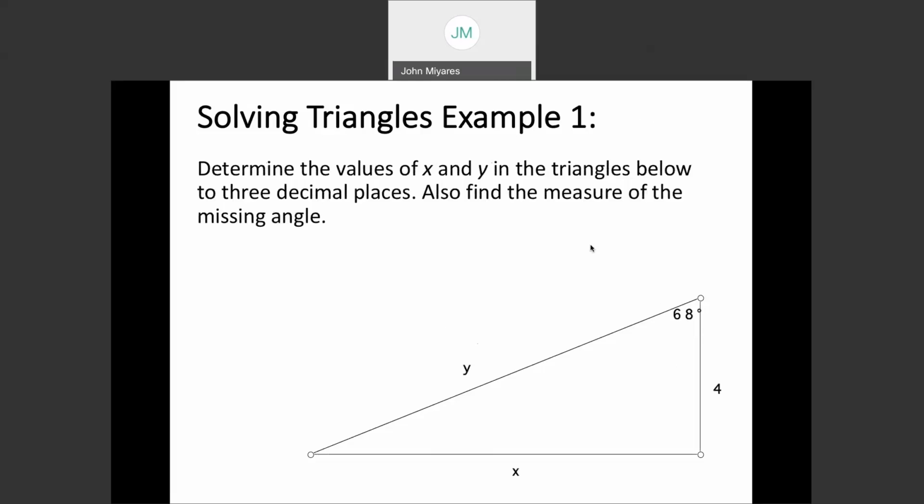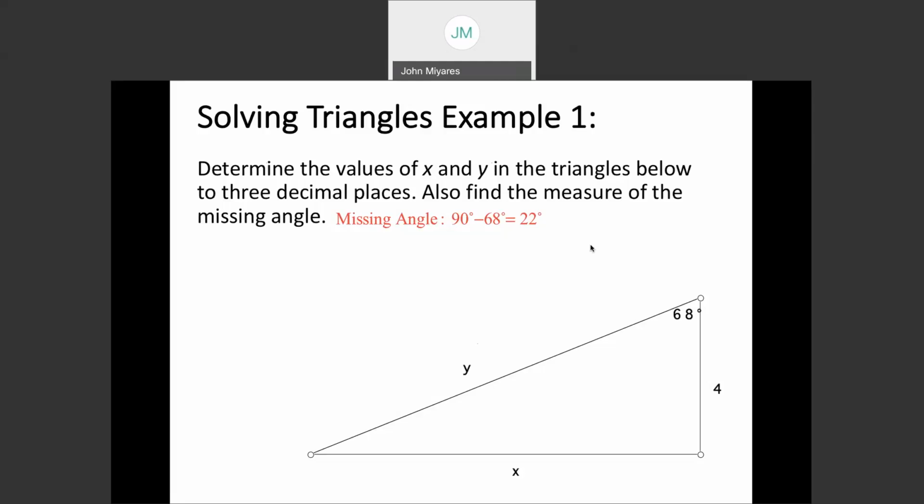Well, the missing angle is easy. It will always be the complement to the other acute angle. So you have 90 minus 68, which gives you 22 degrees. You could also subtract the other two angles from 180, so 180 minus 90 minus 68 gives 22 degrees again. Now, in order to find the side lengths, we're going to have to look at the sides we're given and the angles that we're given and pick a trigonometric ratio that relates those givens to each other.